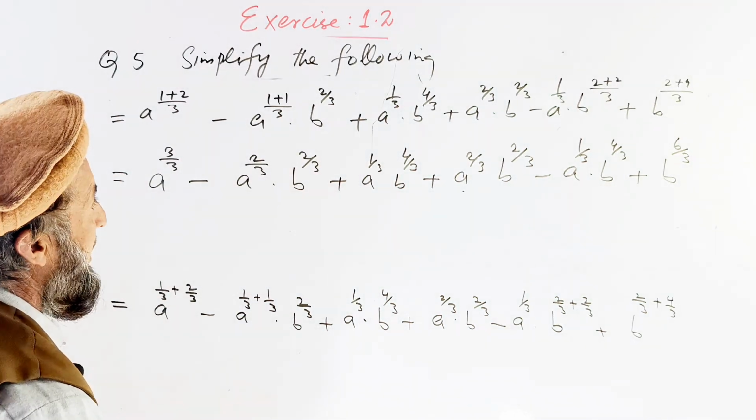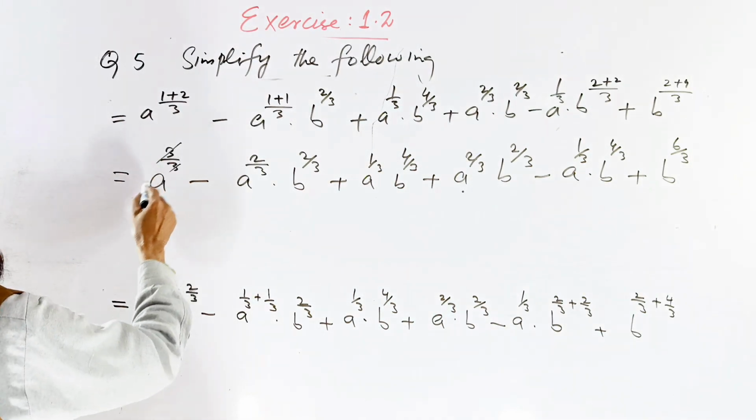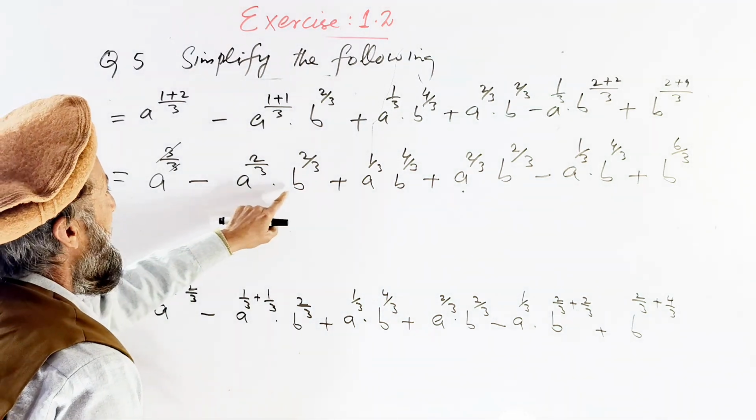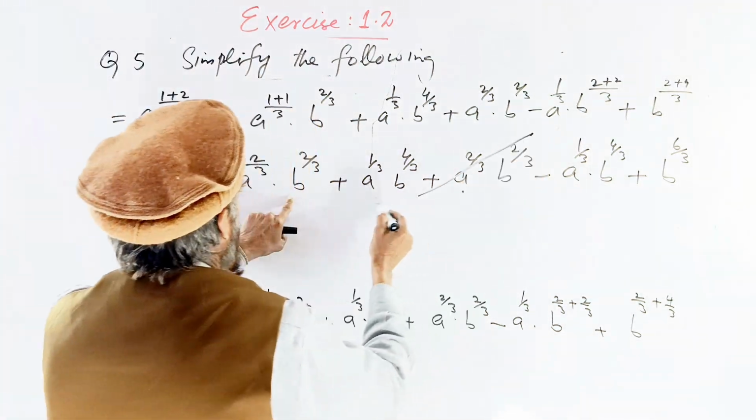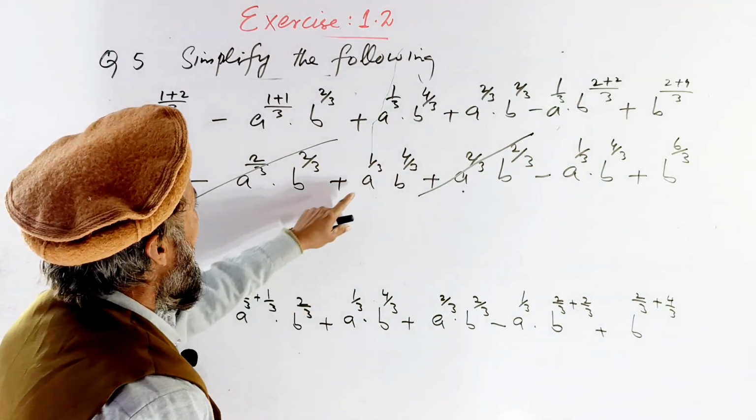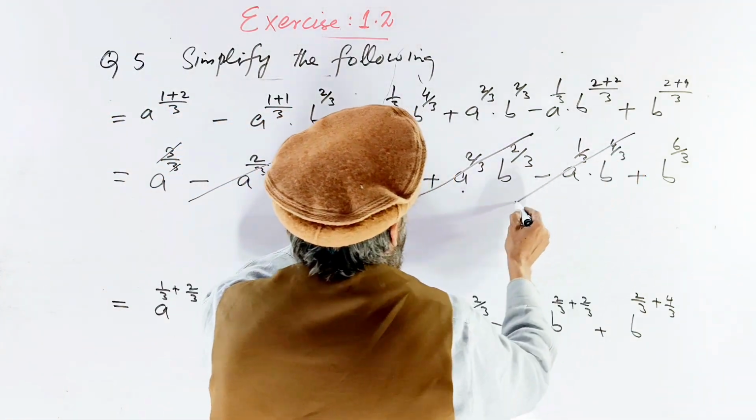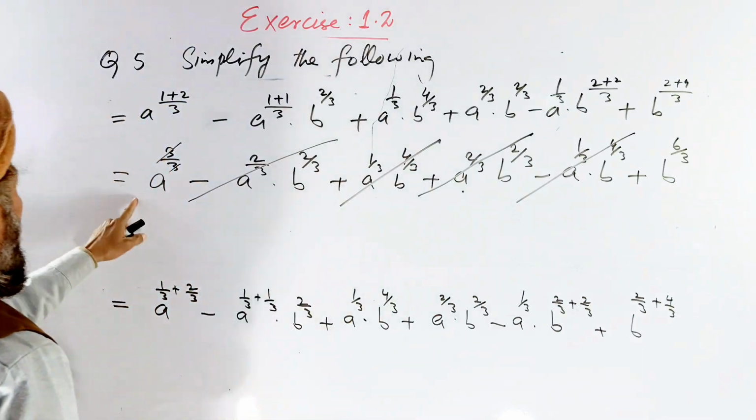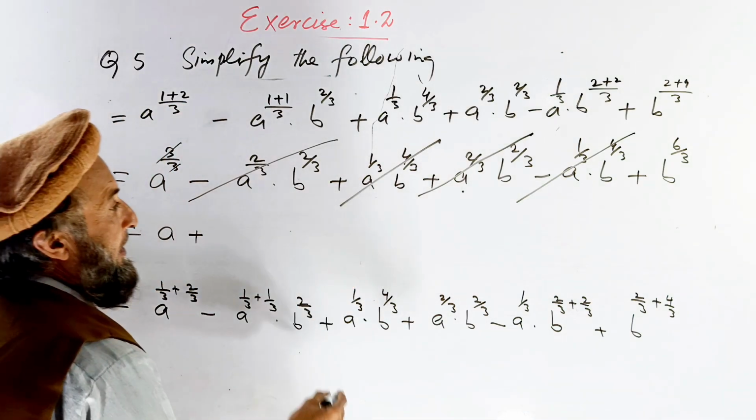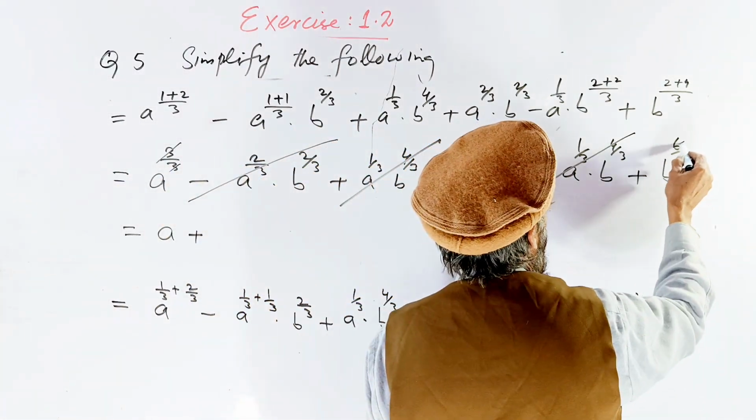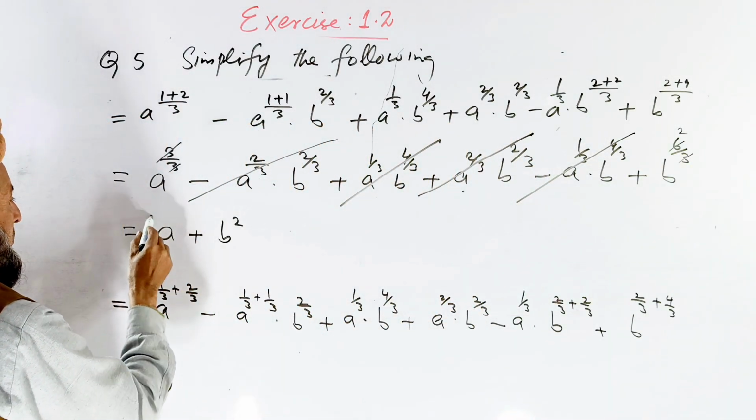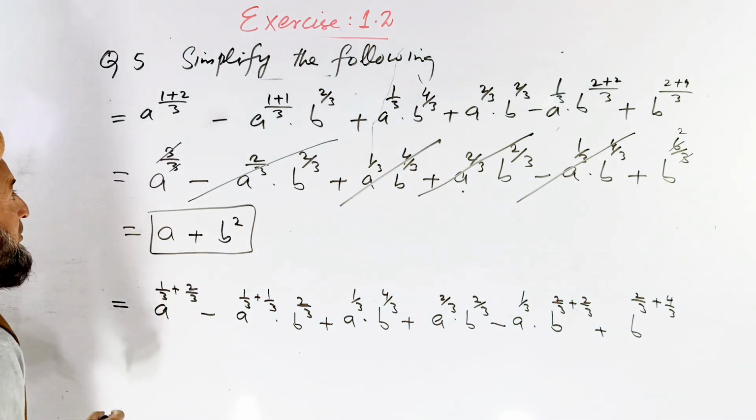Now check here, 3 are cancelled, and a 2 by 3 and b 2 by 3, one is positive, one is negative, both are cancelled, and the other a 1 by 3 and b 4 by 3 both are cancelled. We get here a plus, and also this is cancelled to each other, we get a square, b square. So this is the answer of this question.